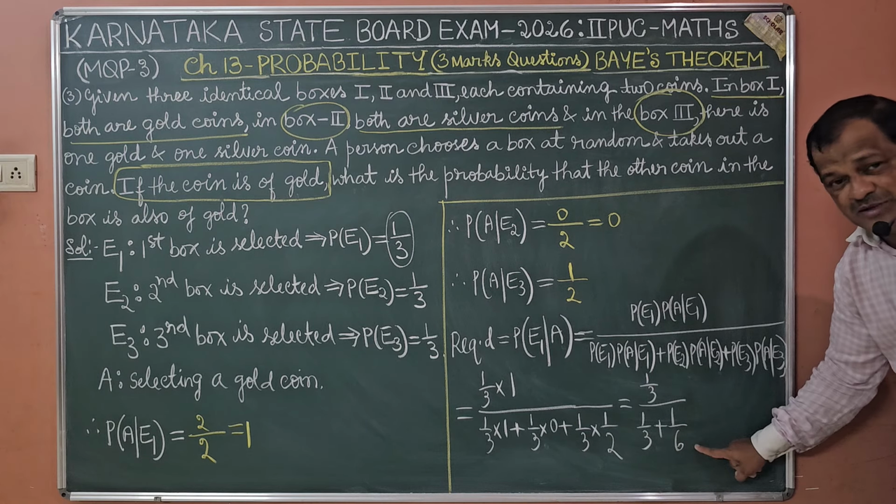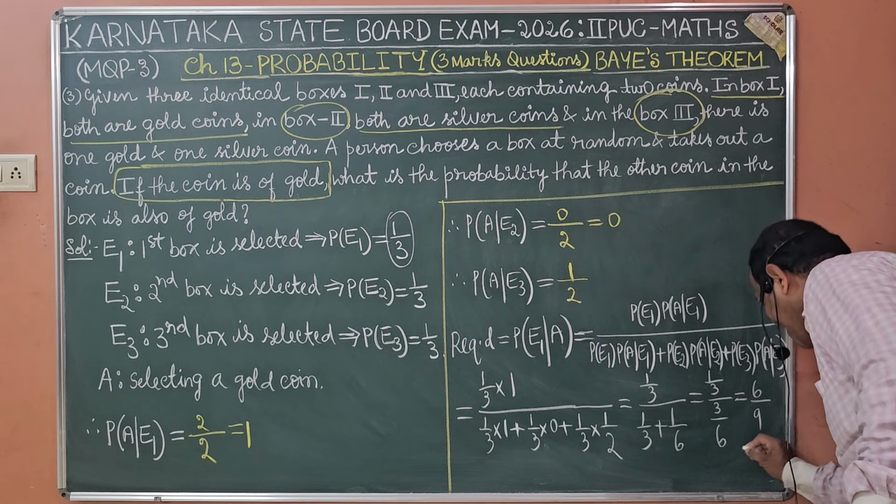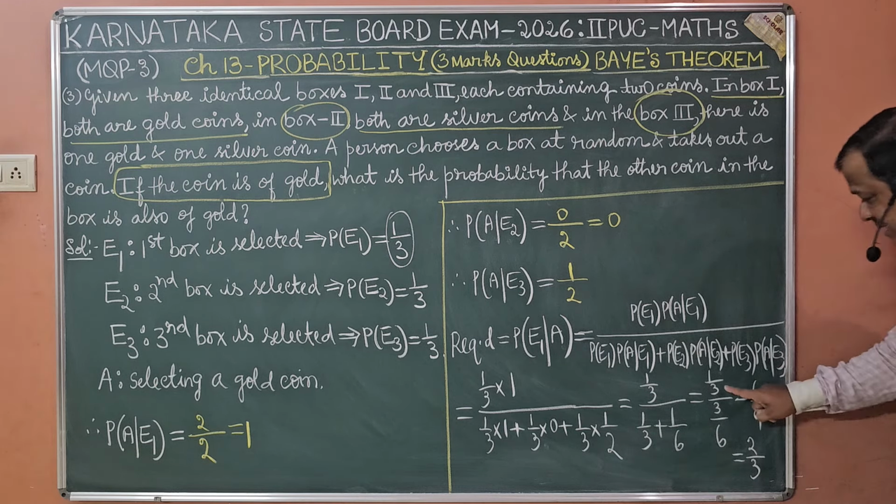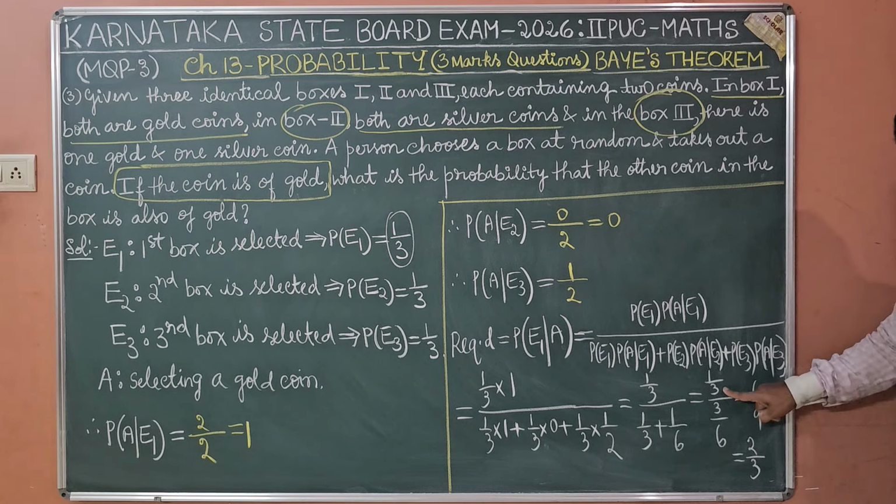That is 3 by 6. So 1 by 3 by 3 by 6, or in other words, 1 by 3 multiplied by 6 by 3. Therefore it is becoming finally 6 by 9. Therefore the final answer is 2 by 3. I will repeat, 1 by 3 multiplied by 6 by 3, yes, 6 by 9, which is 2 by 3. Kindly go through the solution.